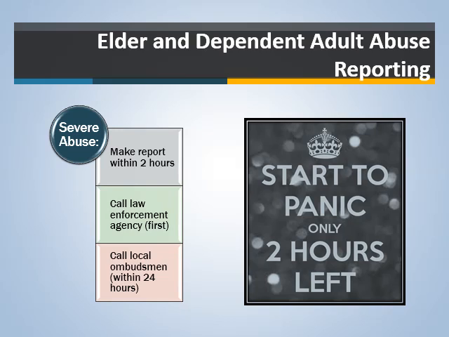Okay, so when and how? If it's severe, you need to make it within 2 hours. Call law enforcement and call the local ombudsperson within a day. So, who is an elder? That's someone in California 65 plus. Dependents are anyone who don't have full capacity, and they are admitted as an inpatient to a 24-hour health facility.